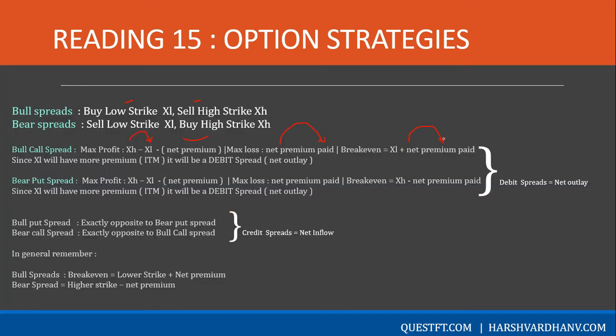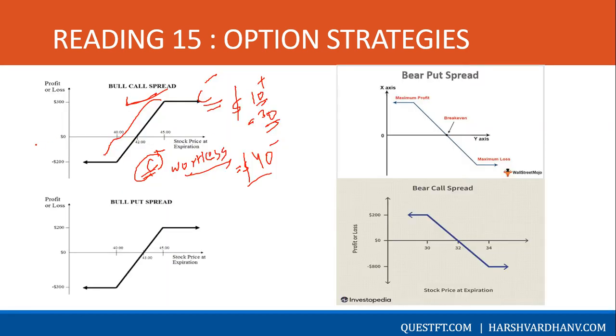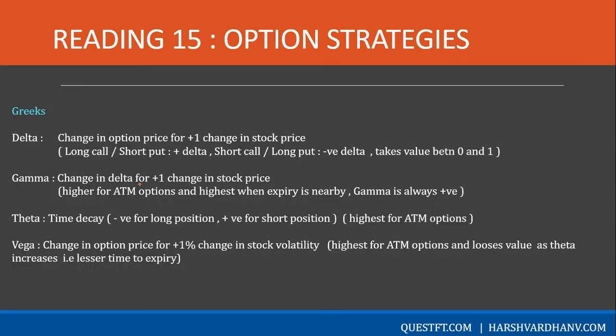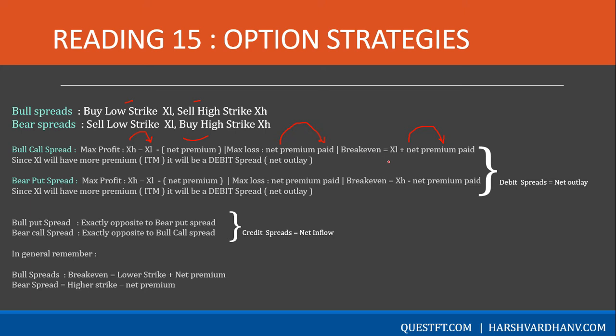Break even is always the cost that I have paid to enter into this position. So recall that bull means buying low. So we bought low. So this is the purchase, this is the outflow, and the outflow is the net premium. So plus net premium. Net premium is 30 bucks. So that's what is written over here: lower strike plus net premium.